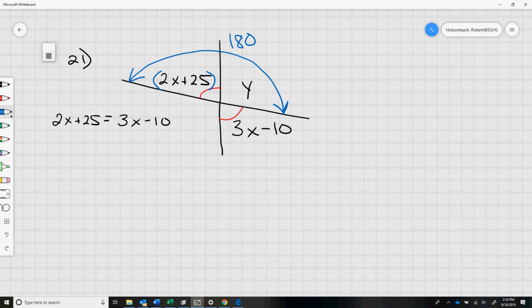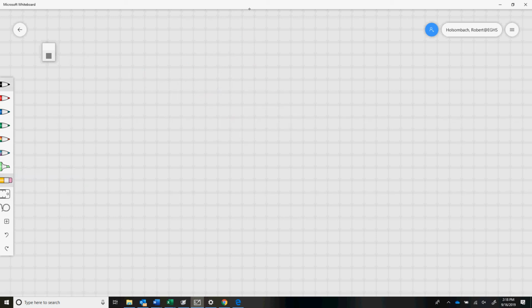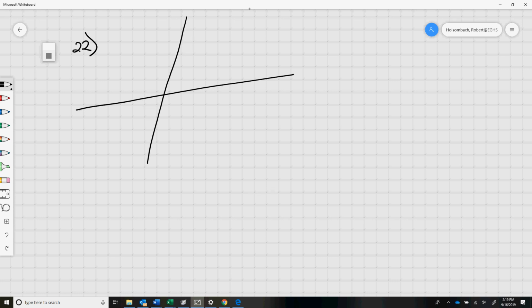Alright, while we're at it, 23 is the same, I think it's 22. 22 is the same concept. Might as well just get it on paper though. Here. You've got a 3x, 8y minus 102, 2y plus 6.